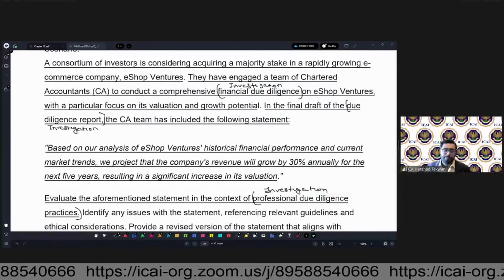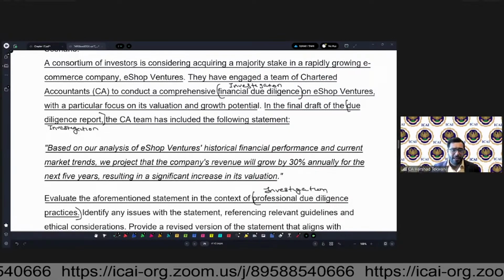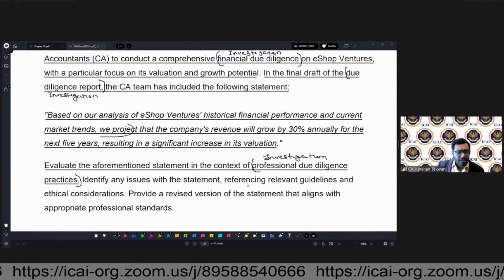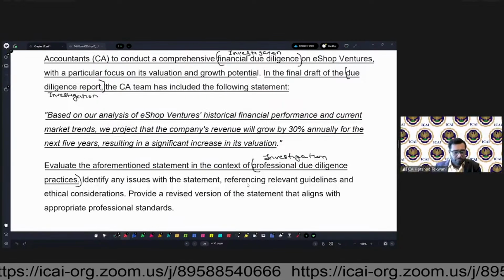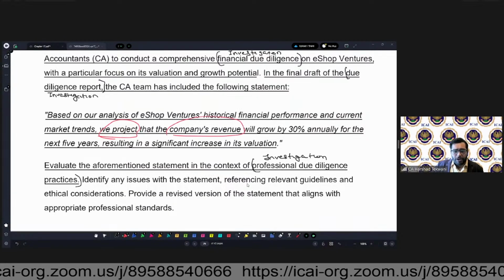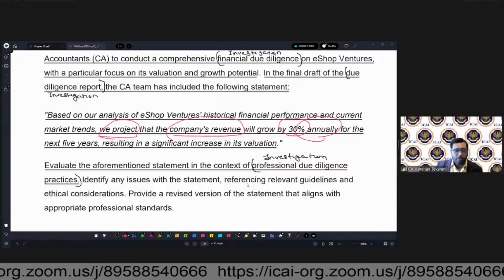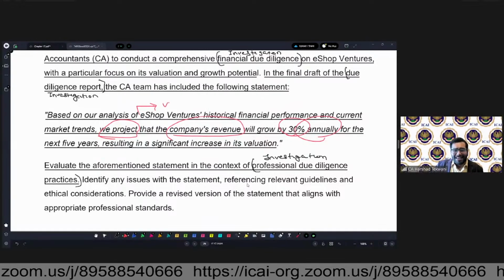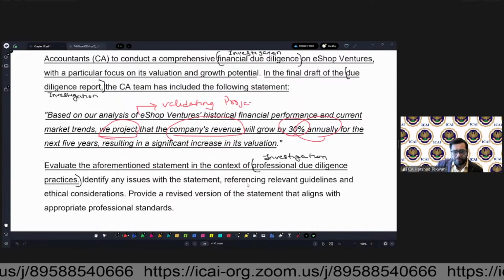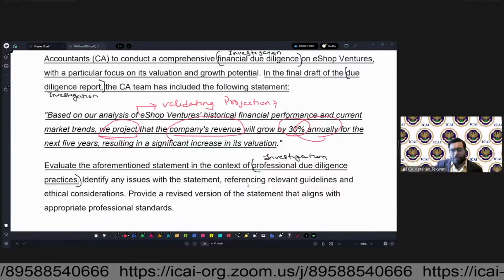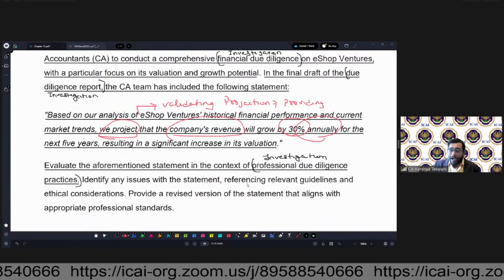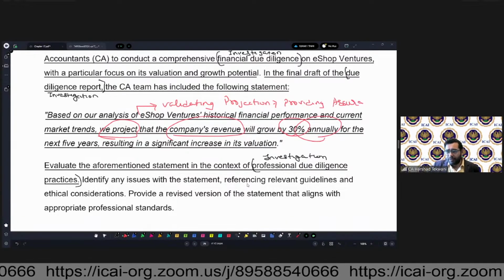Very good. Yes. So if you see in this particular scenario over here, they are saying that we project that the company's revenue will grow by 30% annually. They are validating the projection, kind of providing assurance over a futuristic statement.